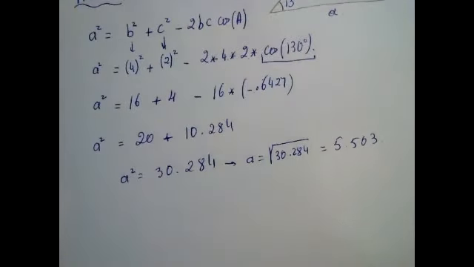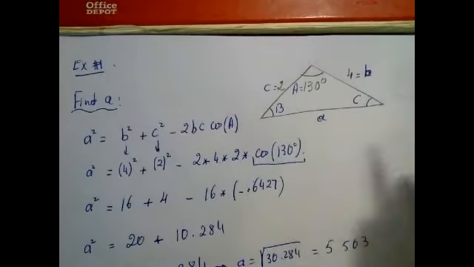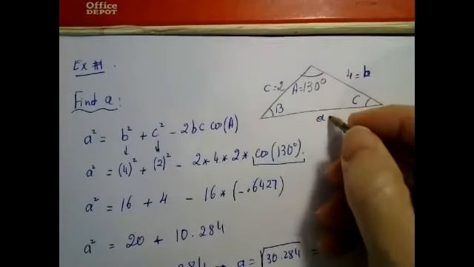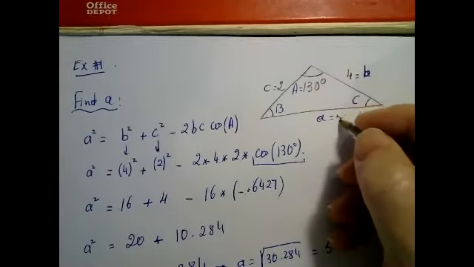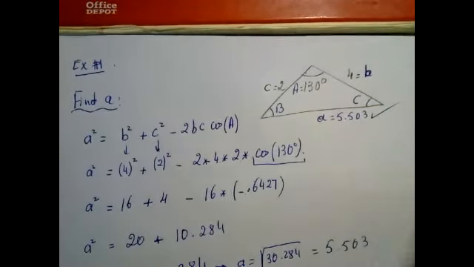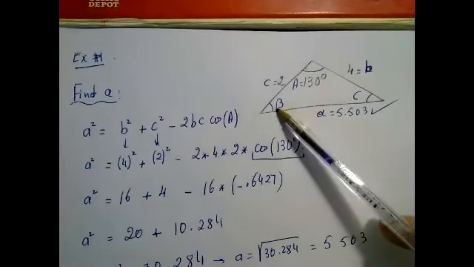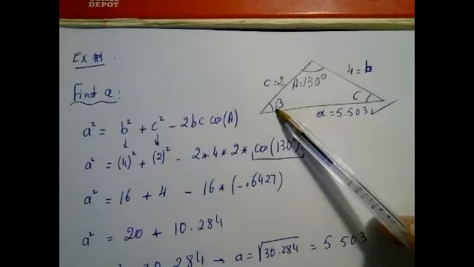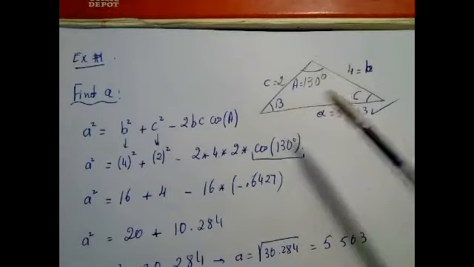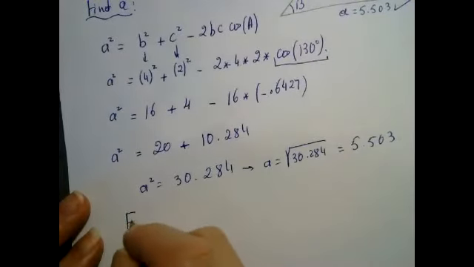Question number 2. This is my triangle here. I used the law of cosines to find the side, and this turned out to be 5.503. So now I was able to find this side. Now, suppose I want to find the angle B. So question number 2 is, find the angle B, and let's see how we're going to find it.